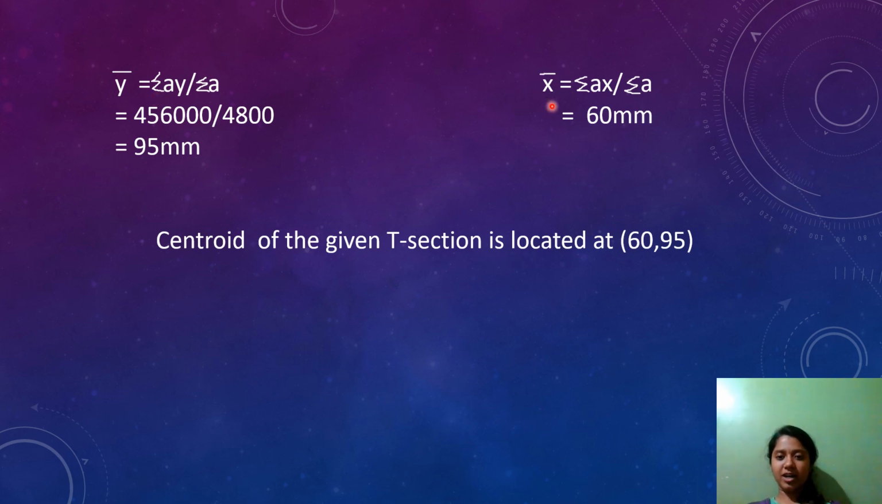Here for x bar, we have already found it out in the initial. So it is summation of ax by summation of a, it is 60 mm. Y bar is distance of centroid from x-axis. X bar is distance of centroid from y-axis. So now the centroid of the given T section is located at 60, 95. 60 is for x bar and 95 is for y bar. So it is 60, 95.